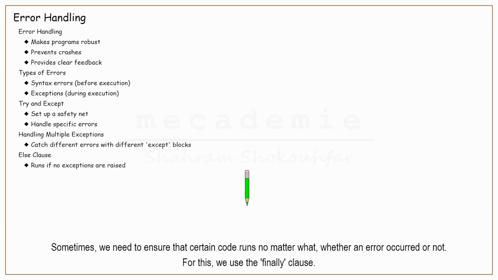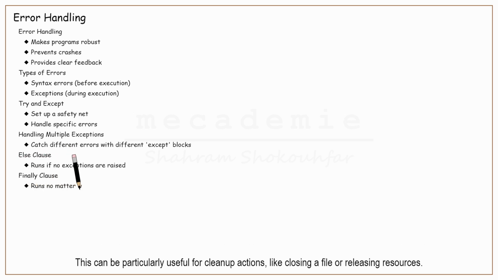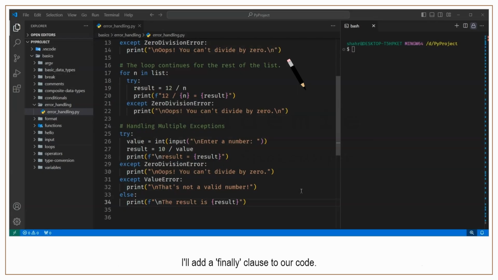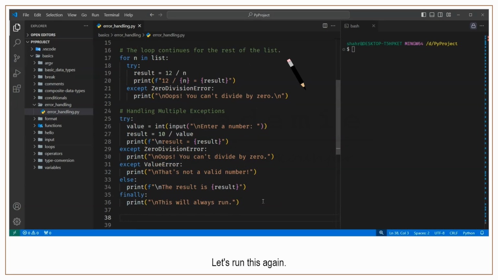Sometimes we need to ensure that certain code runs no matter what, whether an error occurred or not. For this, we use the finally clause. This can be particularly useful for cleanup actions like closing a file or releasing resources. I'll add a finally clause to our code. Let's run this again.